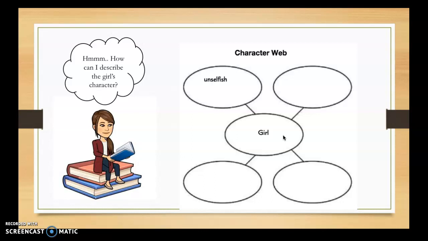Another word I think that I can describe the girl would be helpful. I chose helpful because she helps her mother after school at the diner by washing the salts and peppers and filling up the ketchups.